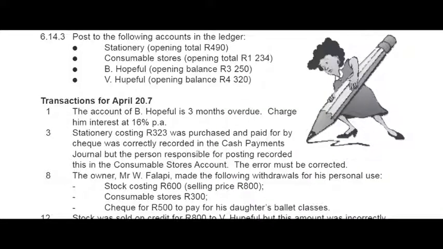The next transaction took place on the 3rd. It said stationery costing 323 Rand was purchased and paid for by cheque. It was correctly recorded in the CPJ, but the person responsible for posting recorded this in the Consumable Stores account. The error must be corrected. Okay, so this is a lot of information, but what it actually means is that we debited Consumable Stores where we should have debited stationery. And this error is corrected in the general journal.